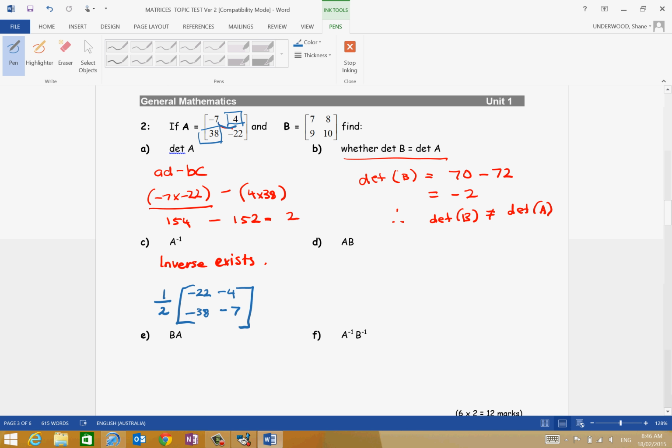Now, of course, you can go ahead and put that through, and therefore you can then simplify fractions. 22 over 2, though, is 11. So we've got negative 11. Negative 4 over 2 is negative 2. Negative 19. And negative 7 over 2 we could just leave as a fraction. And that's the inverse, finding it by hand. Remember, we want you to be able to find the inverse by hand. You do need to know how to do that.